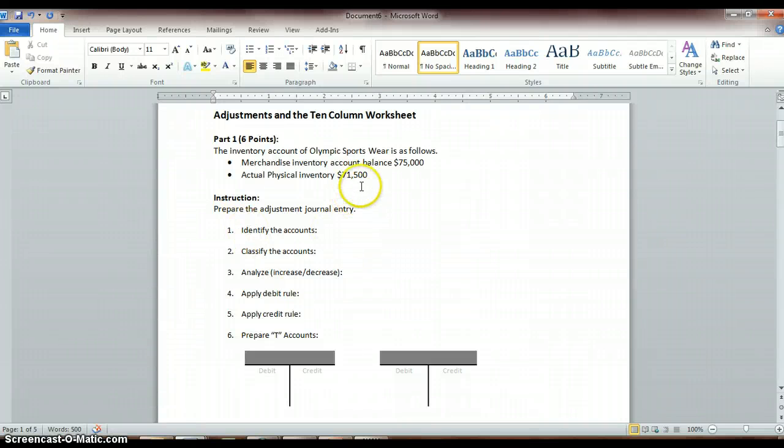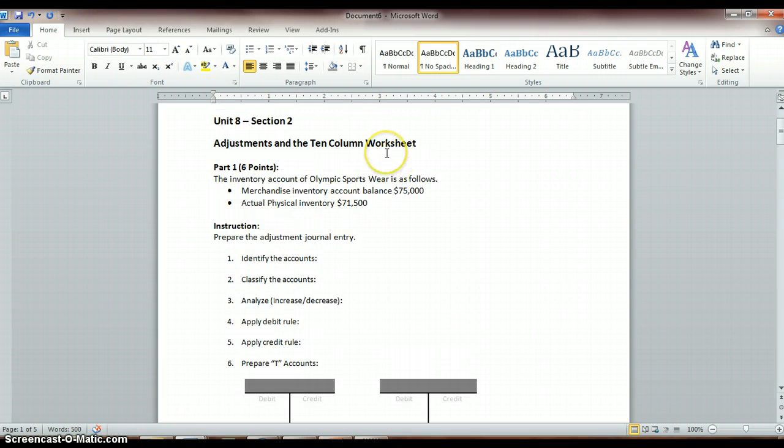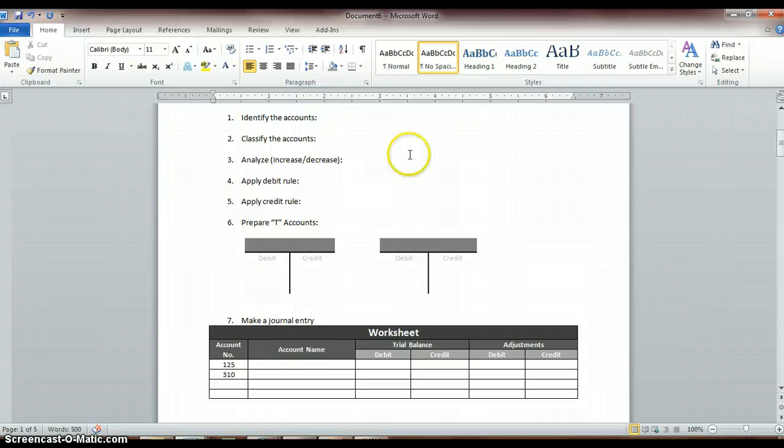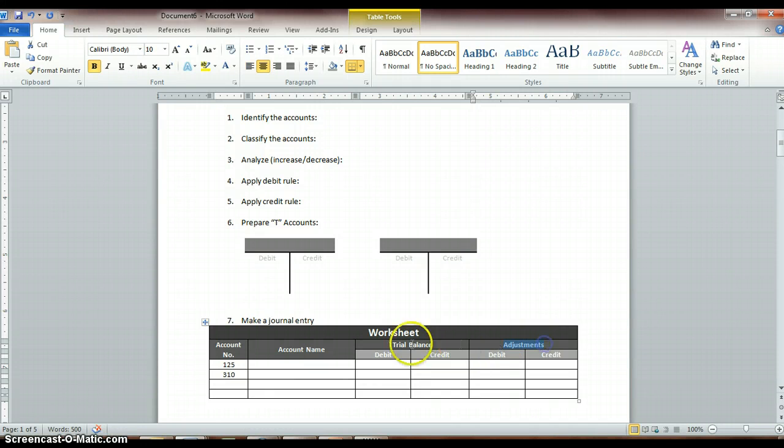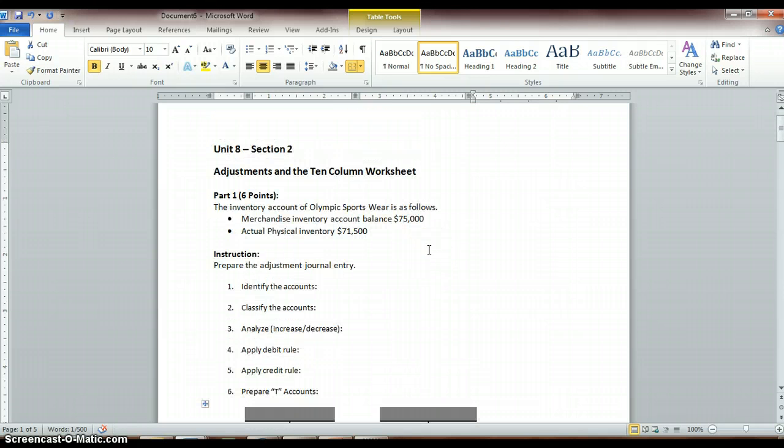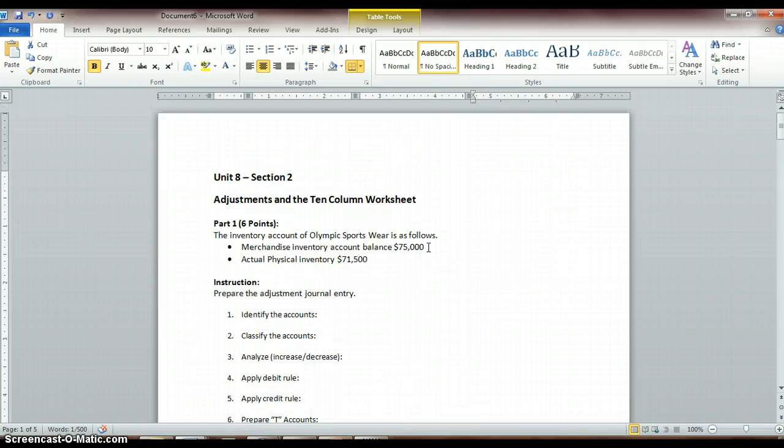So don't let that 10-column worksheet be intimidating to you, okay? It's actually pretty easy, and we're going to break it down. And in this first assignment, all we're looking at is the trial balance columns and the adjustment columns. So we're kind of breaking it down, and those are the two sections we're looking at first.